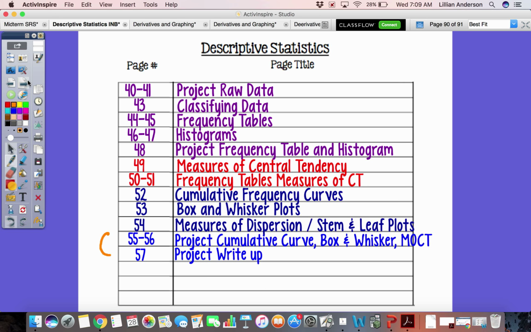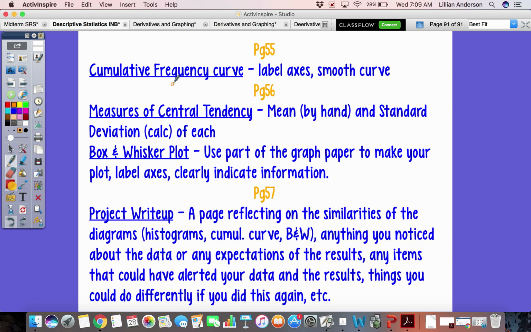Okay, this right here should be your updated descriptive statistics table of contents. So if you need to, go ahead and pause this video so that you can get this information down. And then the next slide is basically going to describe pages 55 through 57. So on page 55, you're going to create a cumulative frequency curve for both your heights and shoe size data that you collected a couple of weeks ago, that we basically have been doing bit by bit.